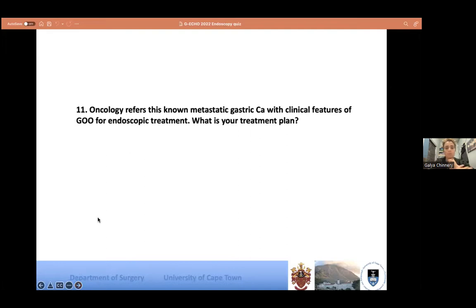Okay, so oncology refers this patient to your intervention list, and the history is that it's a metastatic gastric cancer with clinical features of gastric outlet obstruction, and they're asking you to pop in a stent. What is your treatment plan after you see the scope?